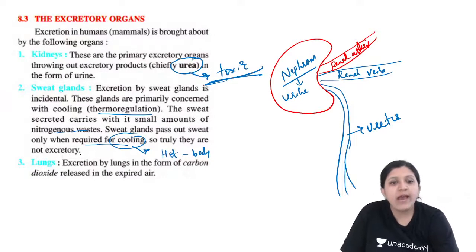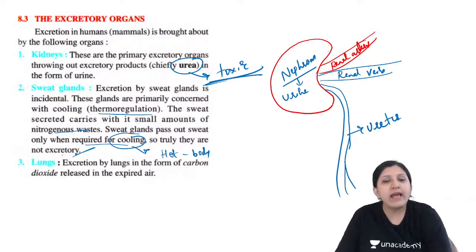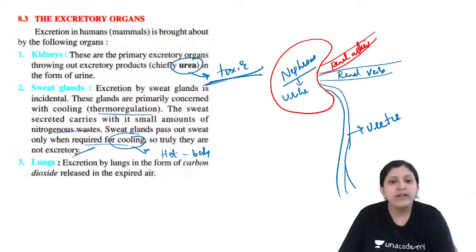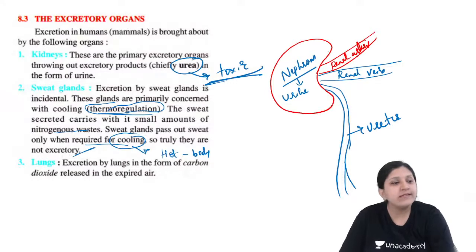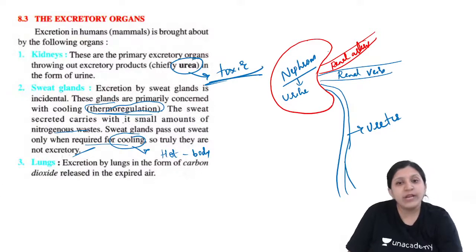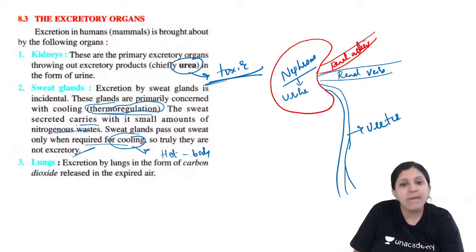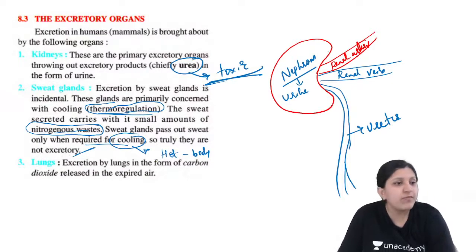So truly they are not excretory. That is just for cooling your body. The sweat glands are producing sweat so that the same temperature is maintained throughout your body. That is the reason sweat is being produced, but not for excretion. But when sweat is produced, it will have some amount of nitrogenous waste. There can be some amount of nitrogenous waste present.